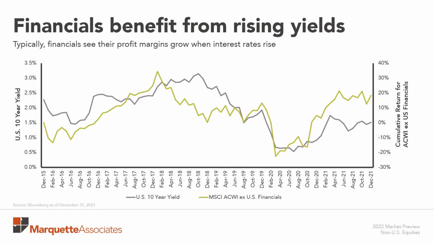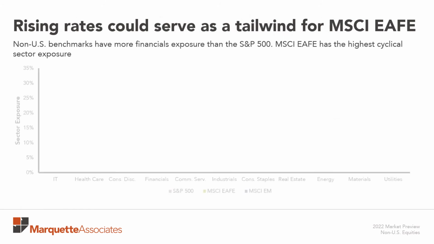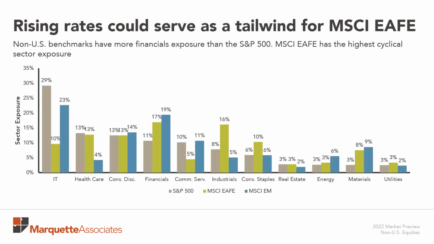So what does this mean for non-U.S. equities? Well, we think this will serve as a tailwind for non-U.S. developed markets. The MSCI EAFE index, which is a benchmark for non-U.S. developed markets, has more exposure to financials and other cyclicals compared to both emerging markets and the S&P 500. The MSCI EAFE has 19% in financials compared to 11% for the S&P 500. So this is a potential positive for those that are on team non-U.S. developed markets.